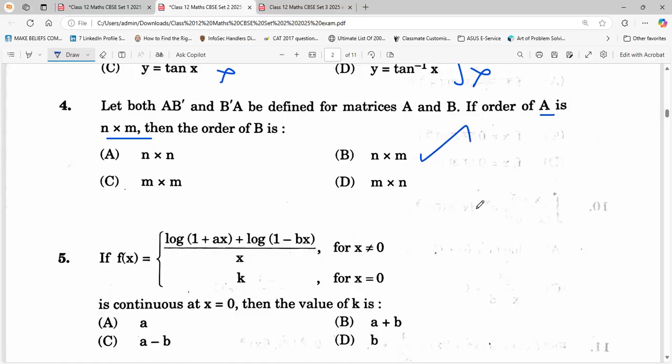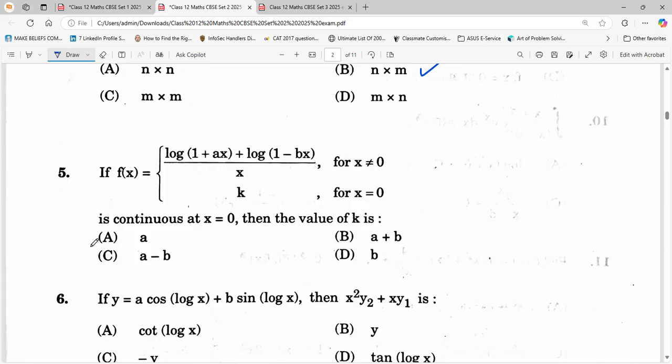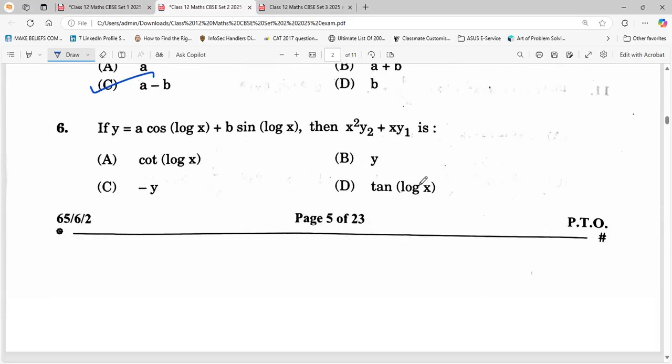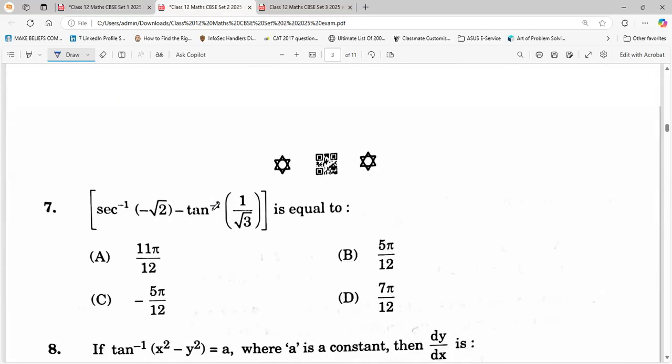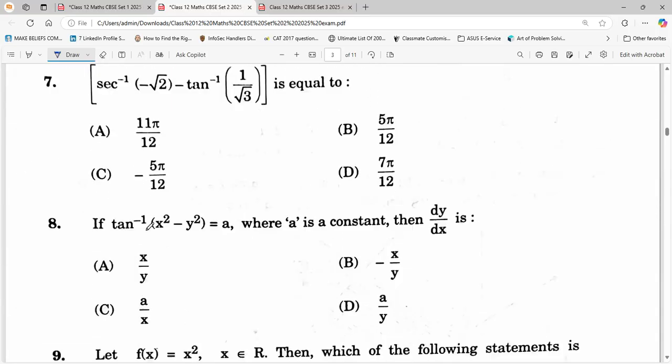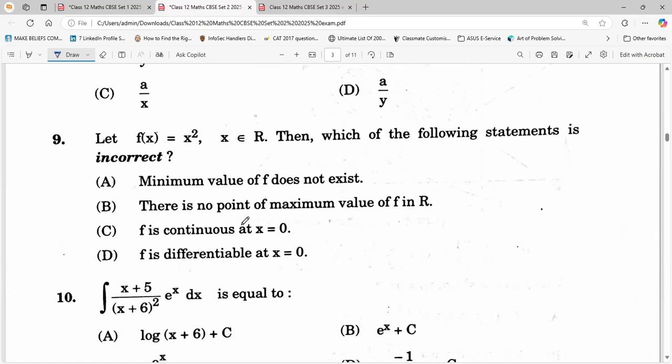So the answer is N cross M. We have done the question already. The answer is this. This question also we have already done. This question is also already done. This question, 8th question, is already done.